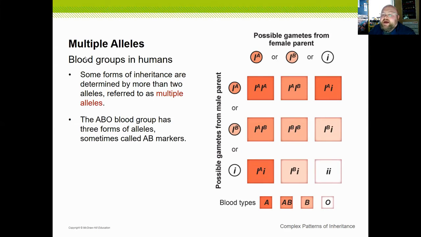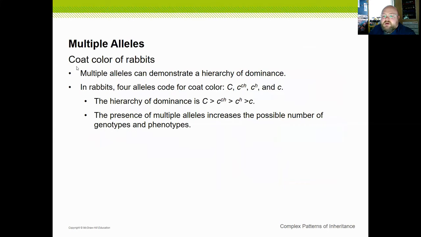Now, sometimes we have multiple alleles. Some forms of inheritance are determined by more than two alleles. If it takes more than two alleles to determine something, we call that multiple alleles. This shows up in blood groups and blood types in humans. The ABO blood group has 3 forms of alleles. Sometimes we call those AB markers.